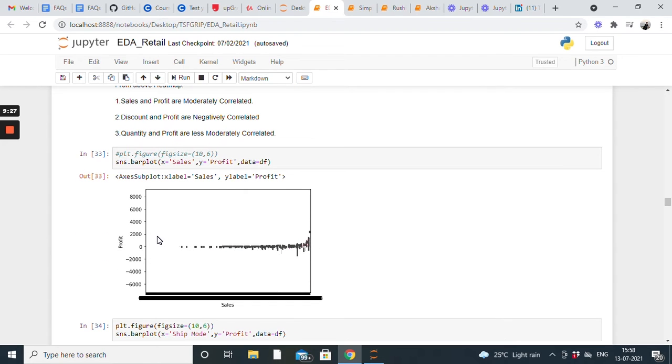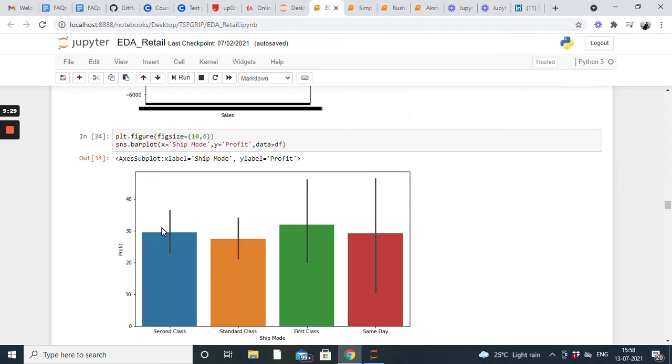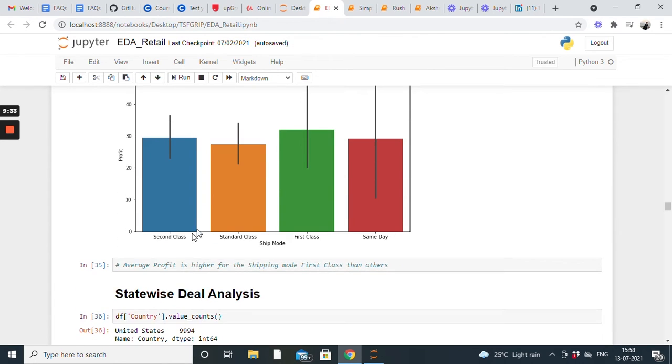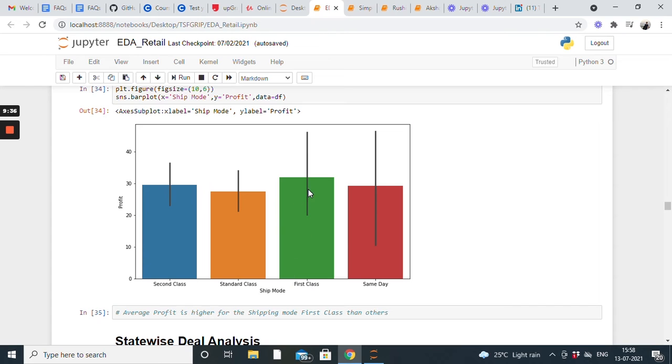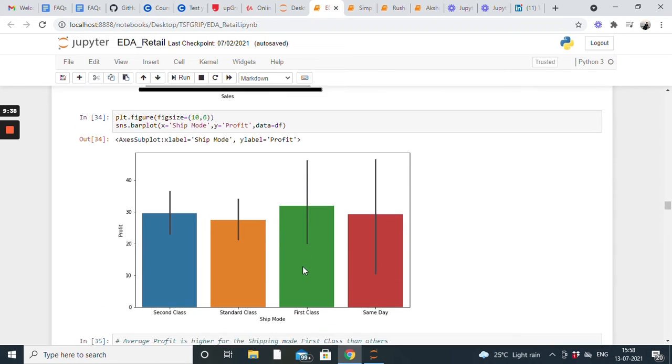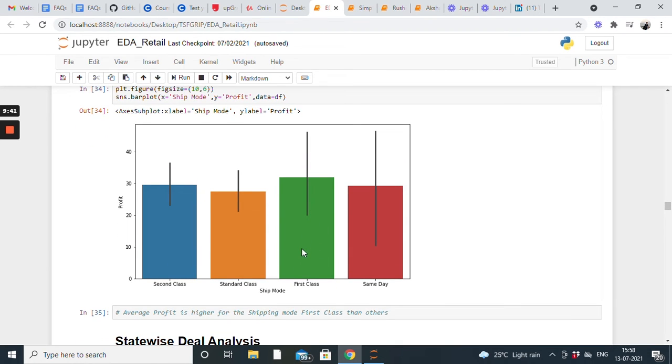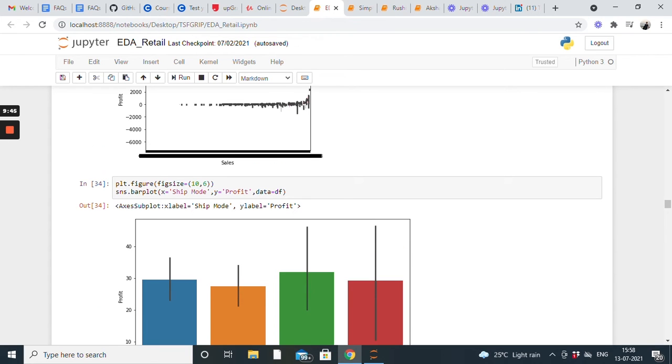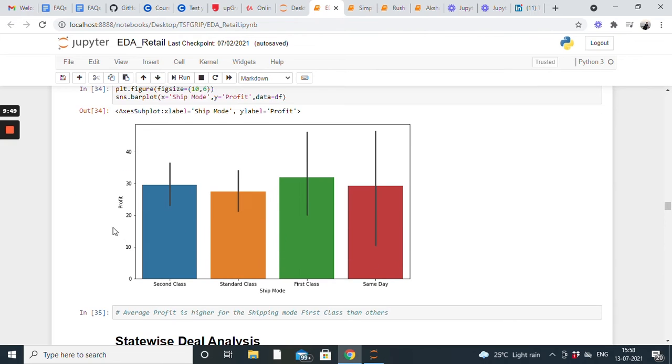Afterwards we'll go with the bar plot. Okay, we'll go with the count plot here. It's not a count plot, it's a bar plot, right? We can go with the bar plot of profit versus shipping mode. So you clearly see here first class is having more profit out of all the classes, right?